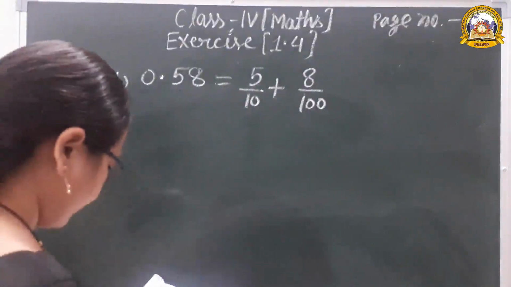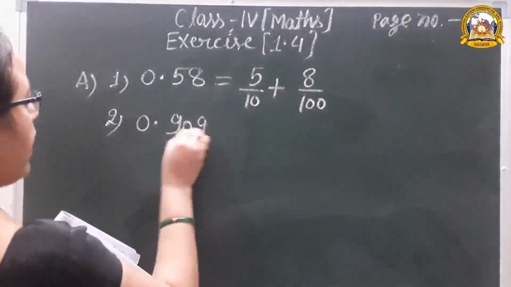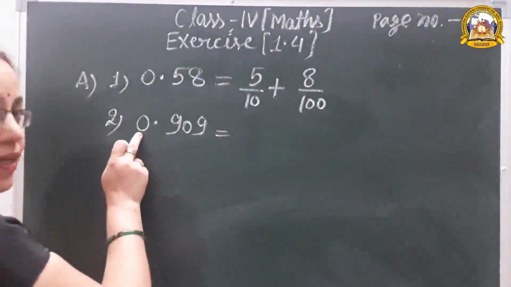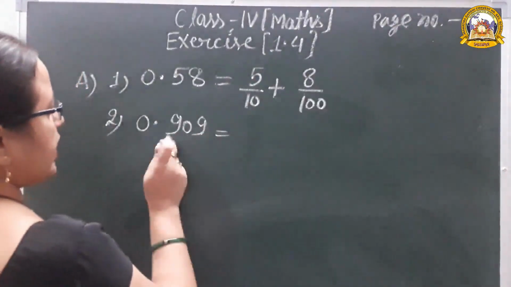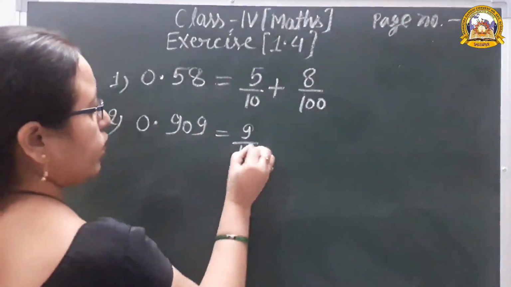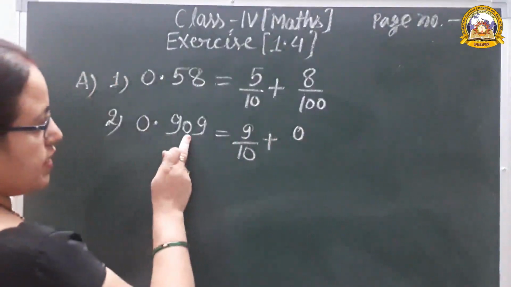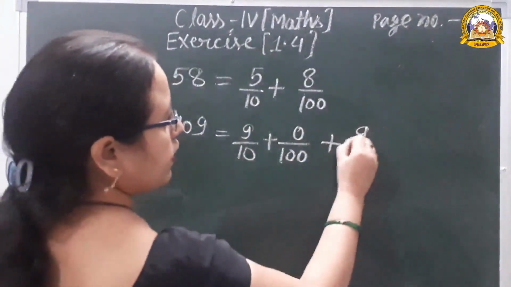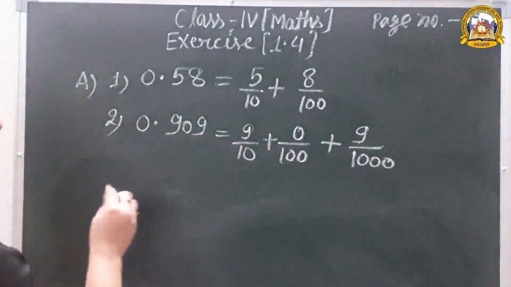Second question, 0.909. Before the decimal, again 0, so no need to write it. Then after the decimal there is a 9, so 9 upon 10. After the 9 there is a 0, so 0 upon 100, and then 9 upon 1000. That is the expanded form of this decimal number.